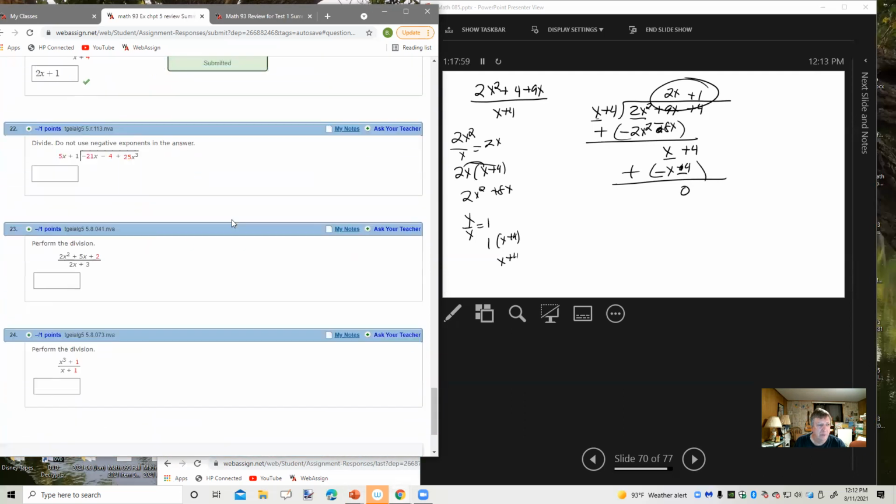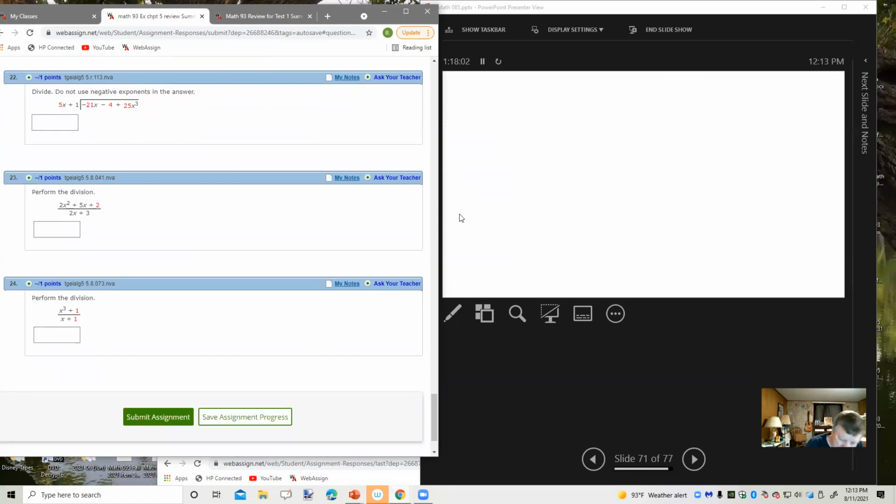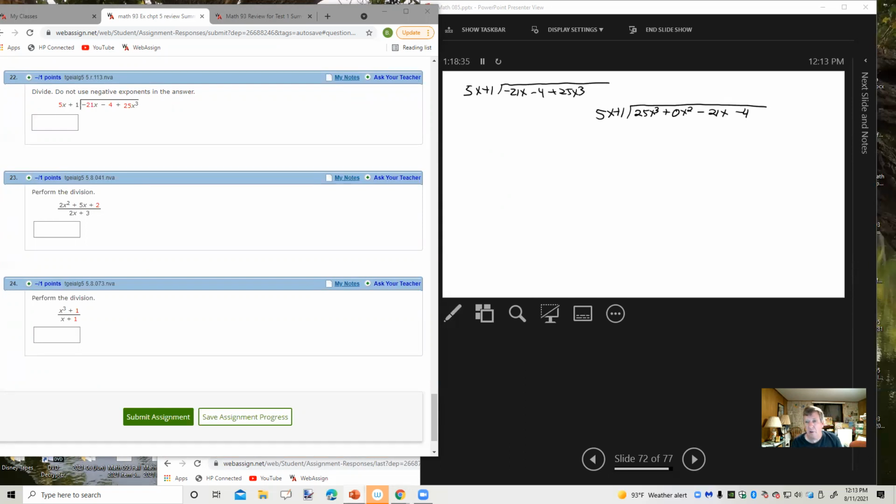Okay, let's go on to the next problem. We've got 5x plus 1 on the outside, negative 21x minus 4 plus 25x cubed on the inside. On the inside, the dividend is not in descending powers and there's some missing terms. So we're going to rewrite this. We're going to have 5x plus 1 on the outside, and on the inside, 25x cubed plus 0x squared minus 21x minus 4. So not only is it in descending powers, but we put in that missing power of x to make things work out nicely.